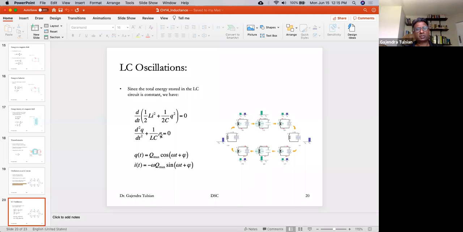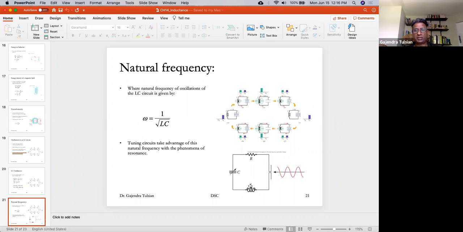And so the charge on the capacitor is given by Q max sine or cosine of omega t plus phi. So the charge on the capacitor changes sinusoidally, and you can take the derivative of that, and the current changes sinusoidally as well. There's the amplitude of the charge, and there's the amplitude of the current. So anyway, this circuit has a natural frequency of oscillation, which is given by the square root of 1 over LC.